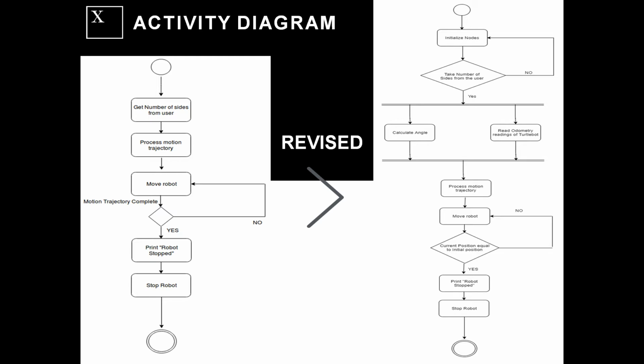Once I have the trajectory and the robot knows where to move, it starts moving. And I keep on asking whether the current position of the robot, when it's moving, is equal to the initial position, because once it is, that means it got back to where it was and it can stop. Otherwise it will just keep on moving. And this is how my robot and algorithm works.